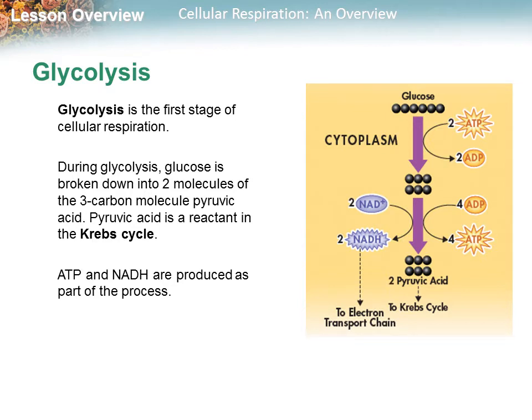So during glycolysis, glucose is broken down into 2 molecules of the 3-carbon molecule, pyruvic acid. So pyruvic acid is a reactant in the Krebs cycle. That means it will be used to run the Krebs cycle. And ATP and NADH are produced as part of the process as well.